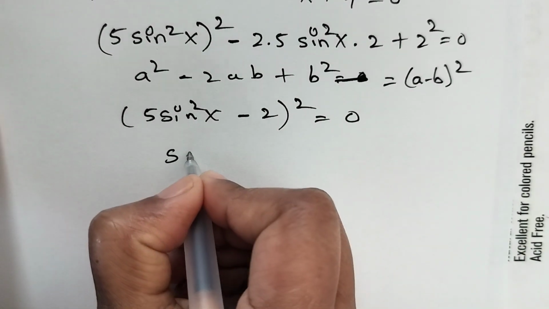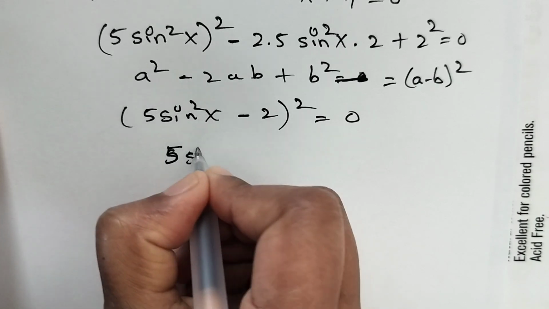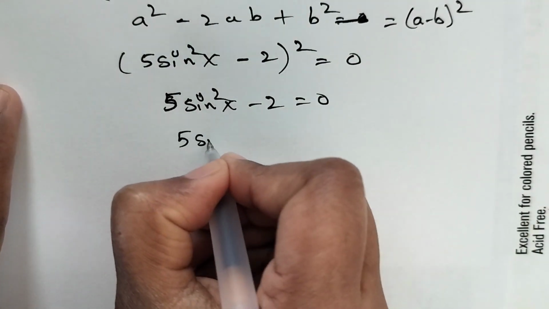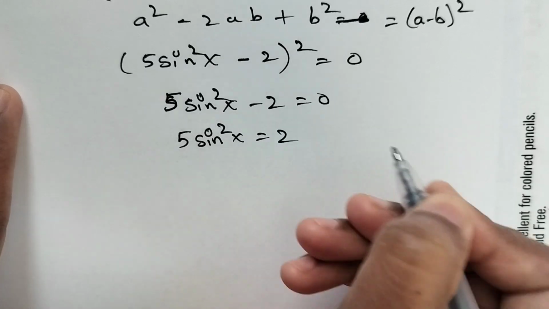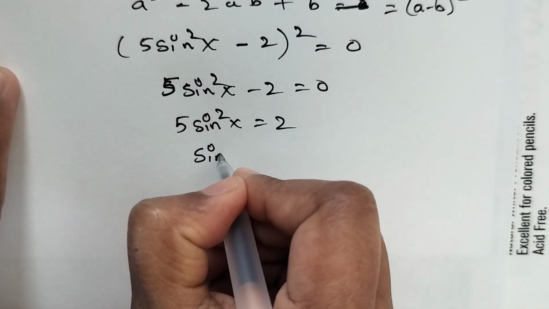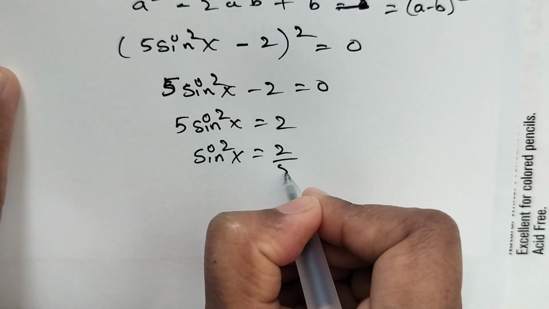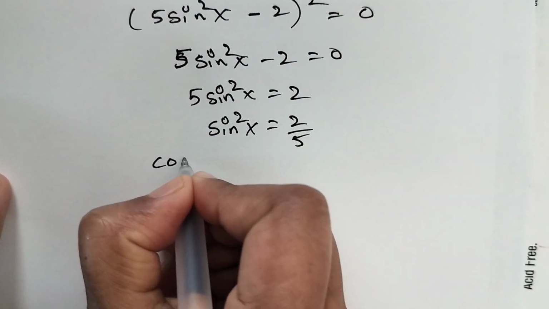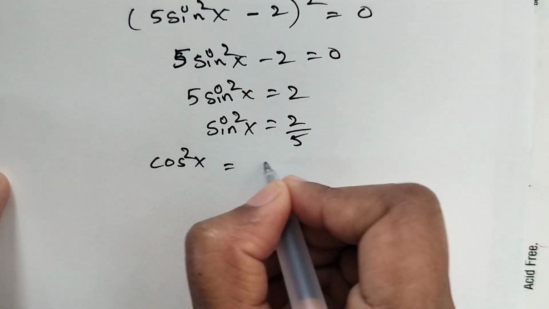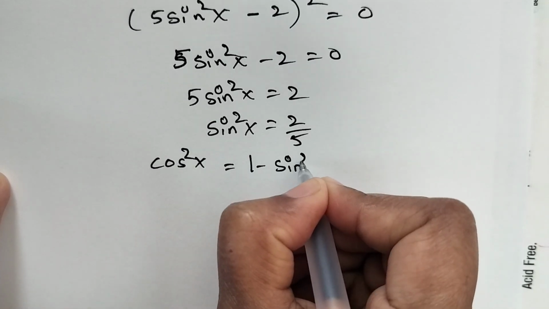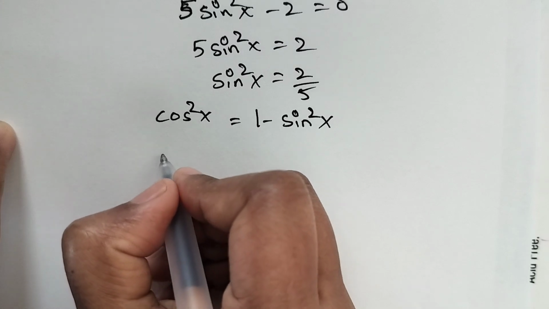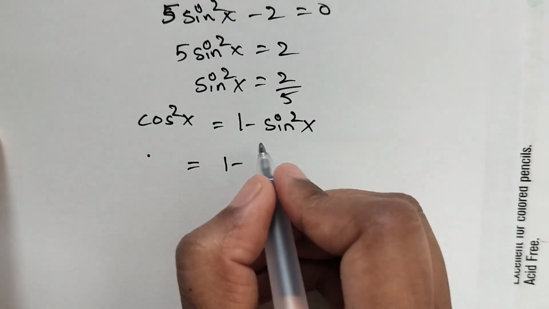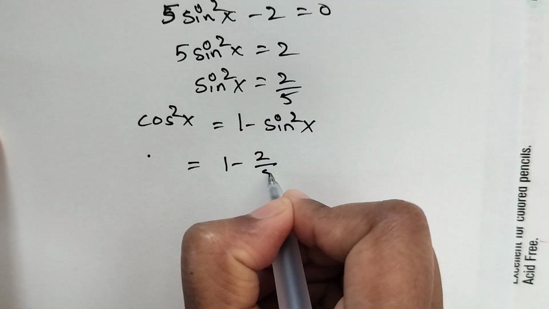So now we can write 5 sin square x minus 2 is equal to 0, and 5 sin square x is equal to 2. So sin square x is equal to 2 by 5. So here we got the sin square value. To find the cos square value, we know this formula: cos square x is 1 minus sin square x. So now here 1 minus sin square x, just substitute the value of sin square x as 2 by 5.